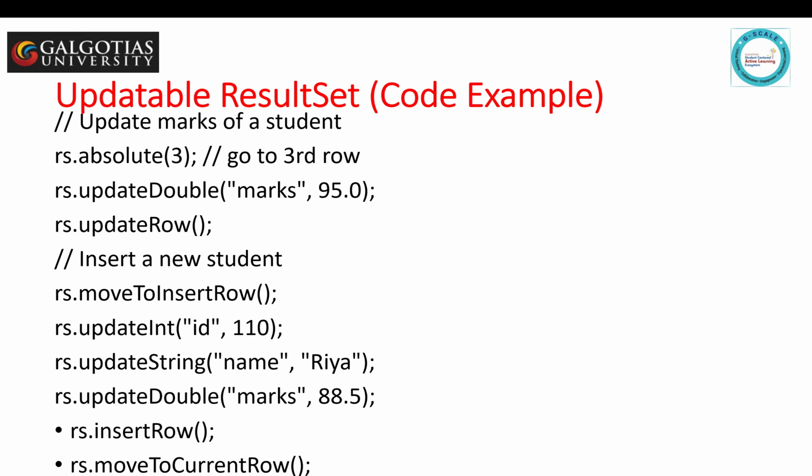Here is an example. We move to the third row and update the marks to 95.0. Then we insert a new student by moving to the insert row, setting values, and calling insert row. Finally, we return to our previous row using move to current row method.